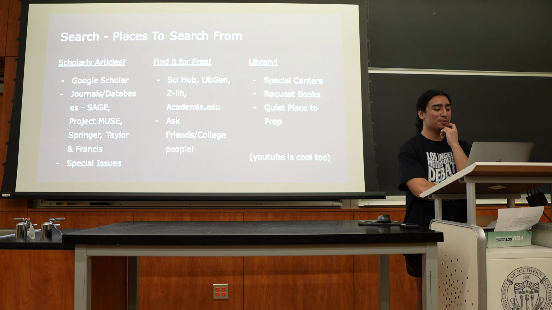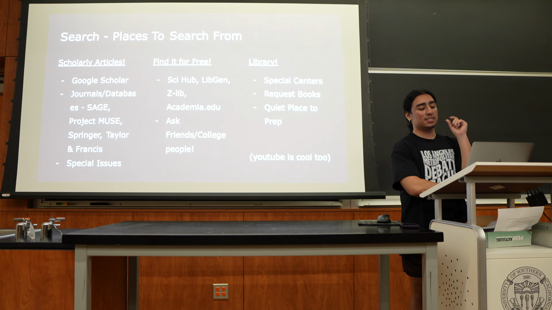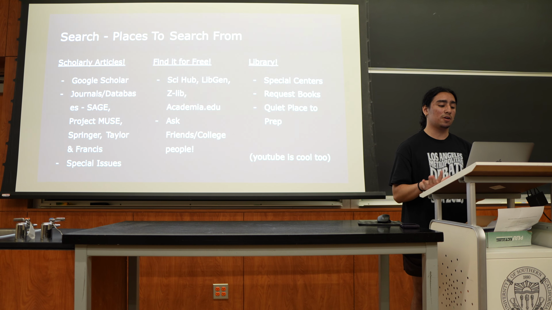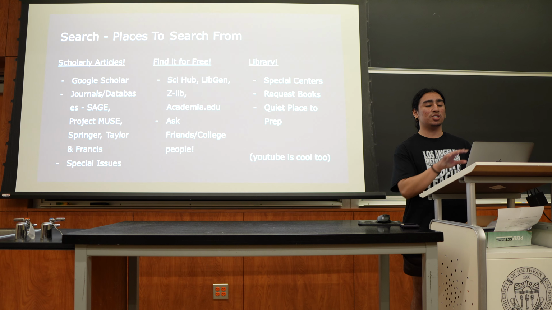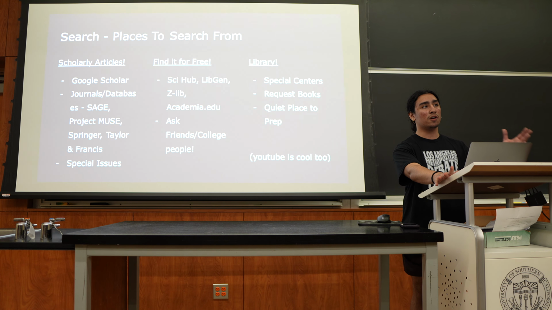There are places to find these things for free, and these places sometimes demand certain things from you. So, for example, Sci-Hub will demand what's called a DOI in order to get you access to the article. I'll show you where to find those. LibGen, sometimes LibGen gives you books for free. It's not articles, it's books. So Sci-Hub is the place to get articles for free. LibGen is the place to get books for free. Zlib, books for free. Academia.edu, articles for free.